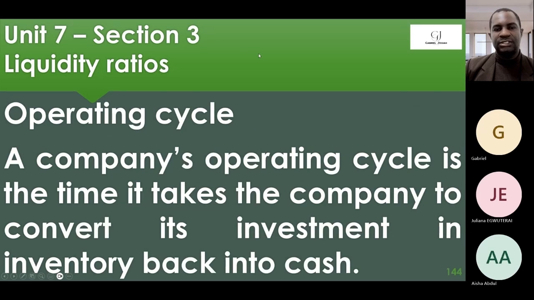This is very important. So the operating cycle is the time it takes, in days and in months, just like we've calculated in the receivables and the trade payables, the time it takes for the company to convert its investment in inventory, receivables, and payables back to cash.